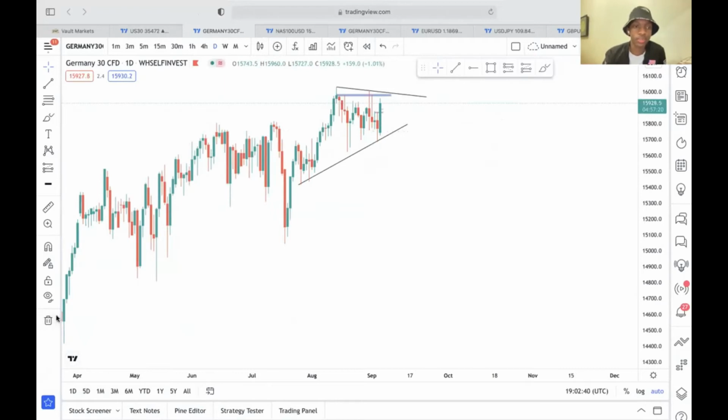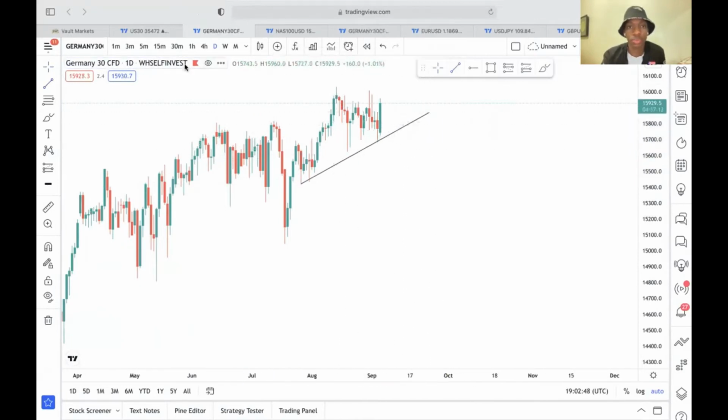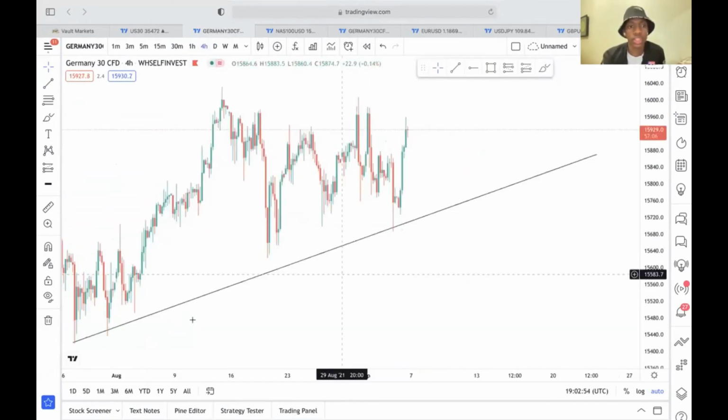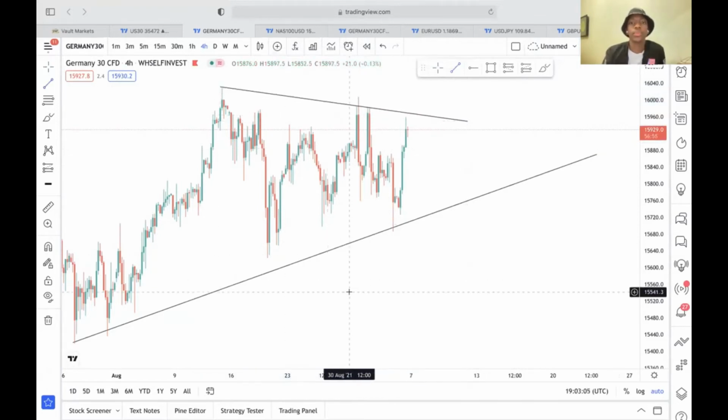So German 30, same thing, guys. We want to connect our trend line on our lows. German 30 is actually very choppy at the moment, right? So let's go down to 4 hour. You can see daily 1, 2, 3, third touch buy. Let's do the same downward trend line like that, right? So now what am I waiting for in German?